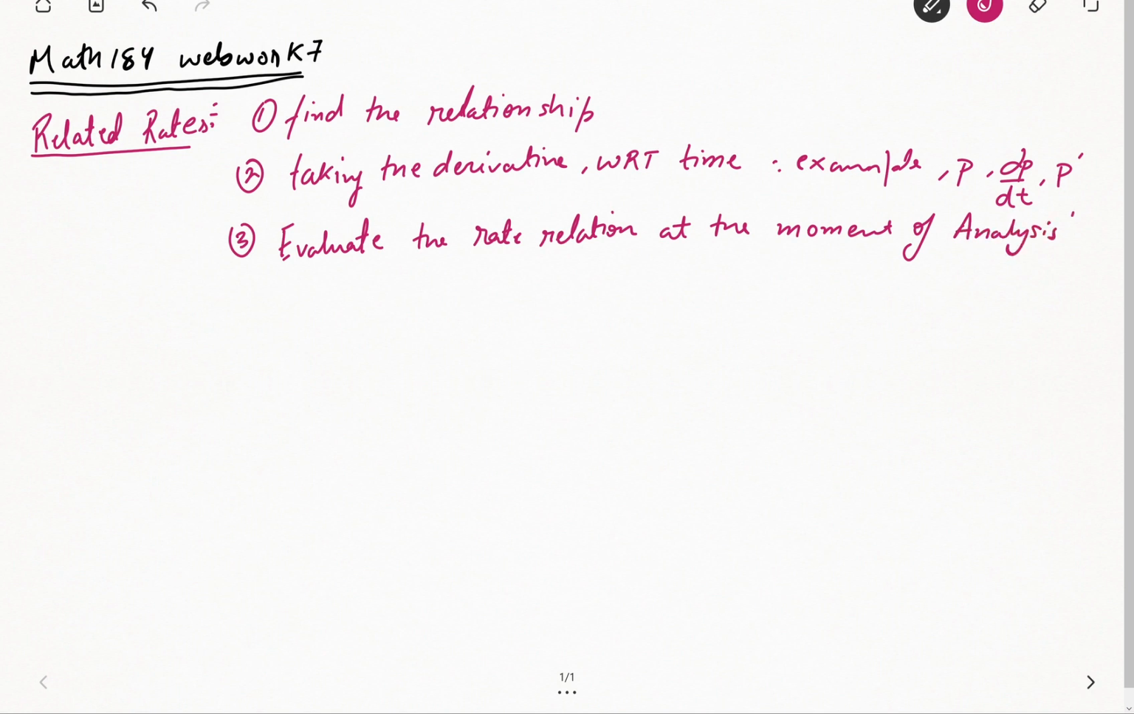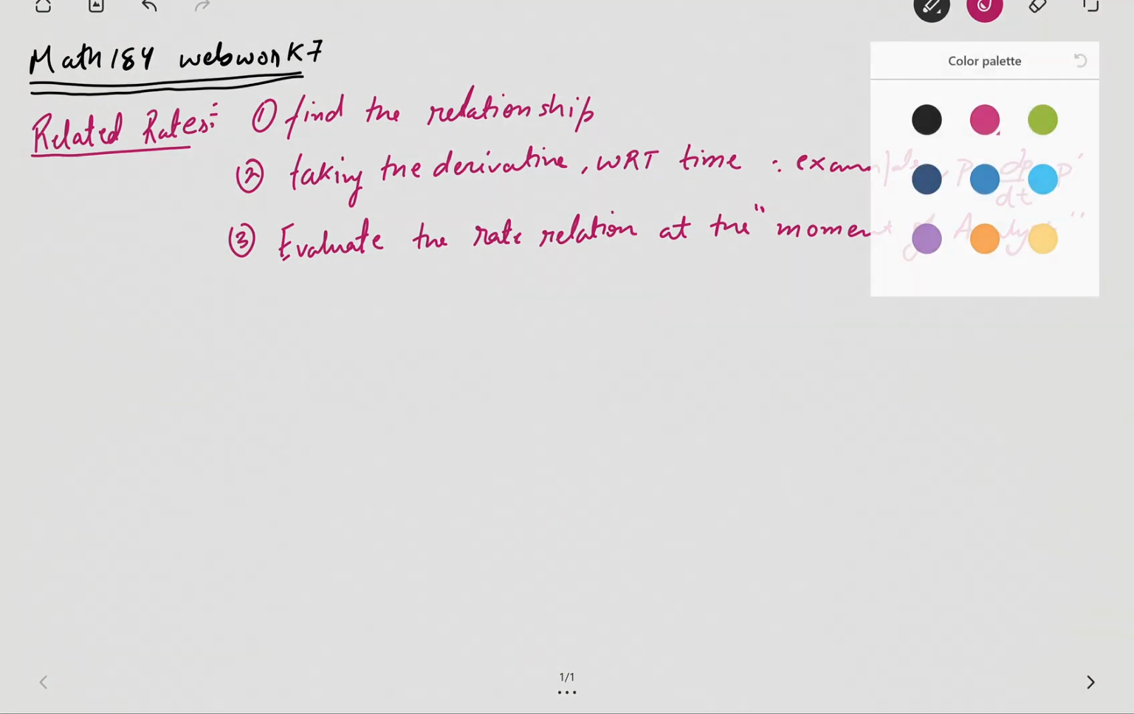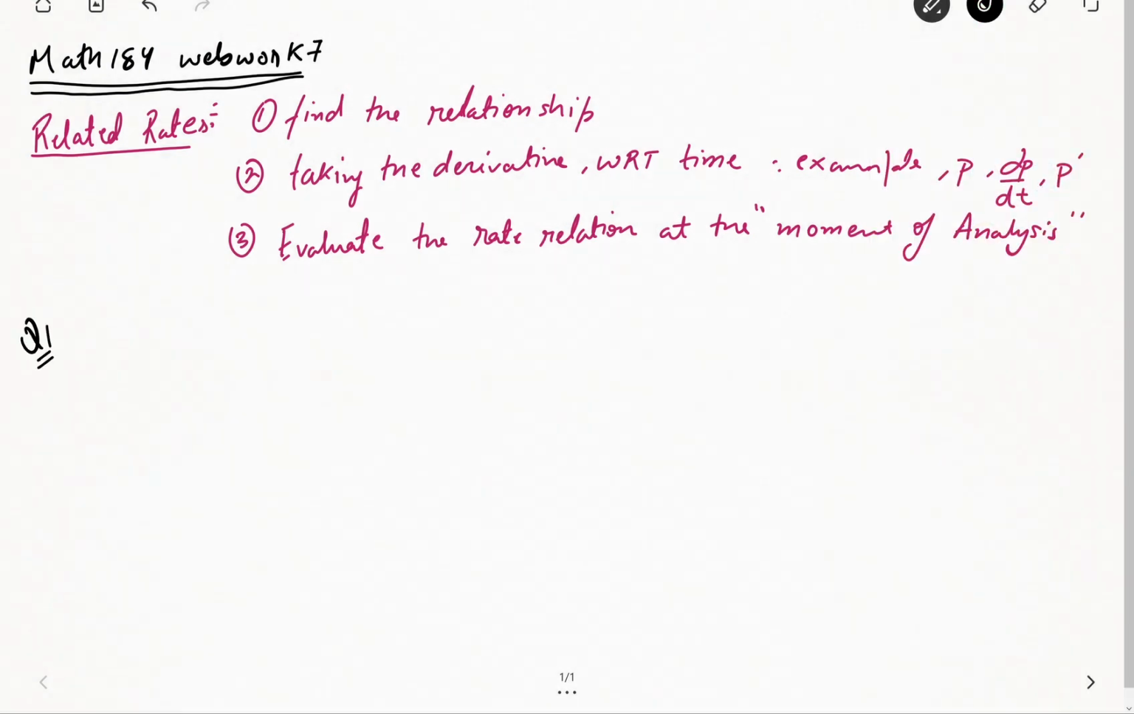I'll tell you exactly what that means. The moment of analysis is a very specific moment in time where you're trying to evaluate all these things. And that's pretty much it. The better we get at this is with problems. Let's see. So question 1 is about a ship.